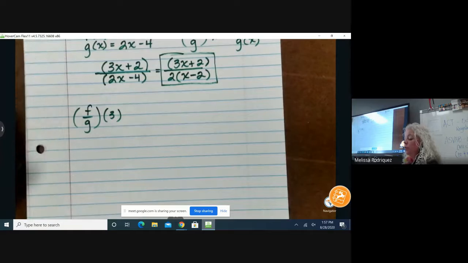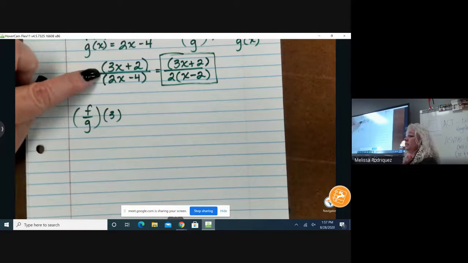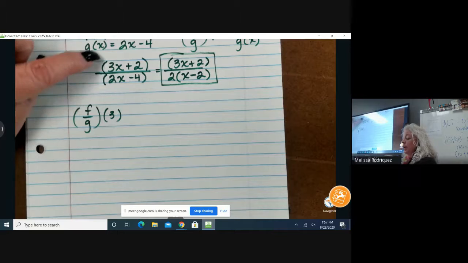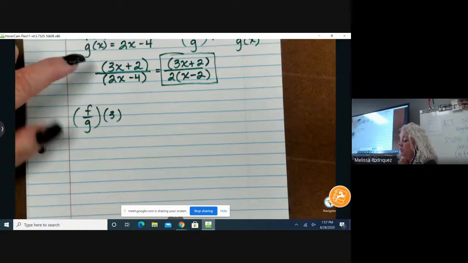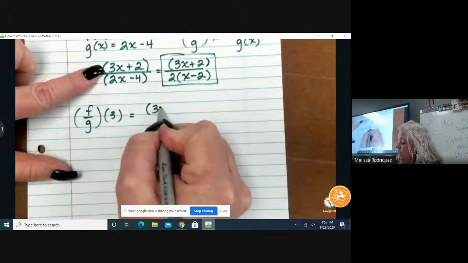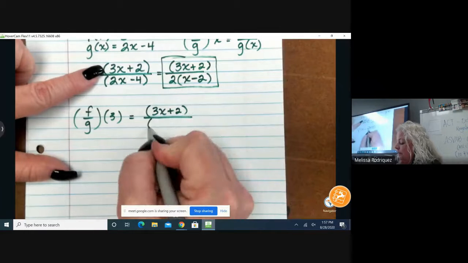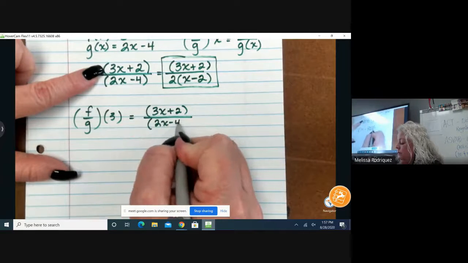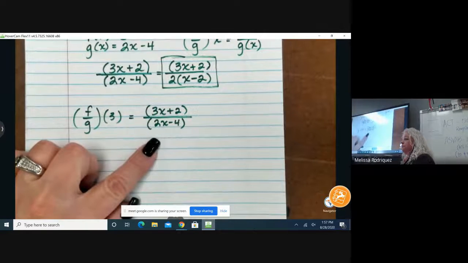So do I know what f divided by g is? Wouldn't it be 3 divided by 3? Well, isn't it this? This is f divided by g: f of x divided by g of x. So let's write it down. f of x divided by g is 3x plus 2 divided by 2x minus 4. That is f of x divided by g of x, correct?